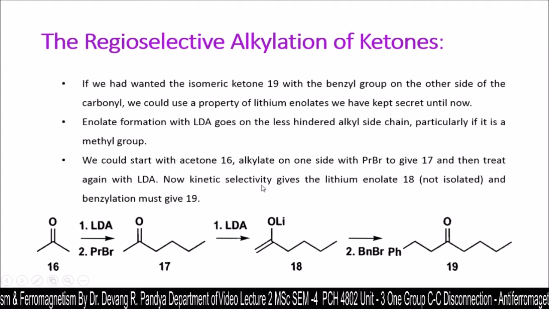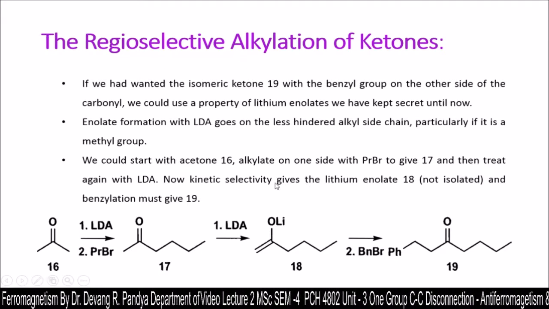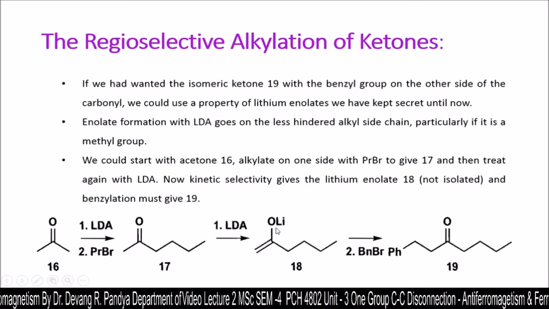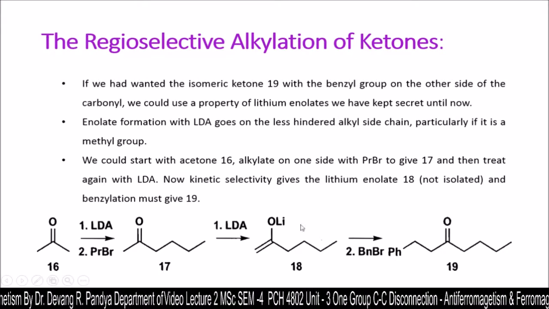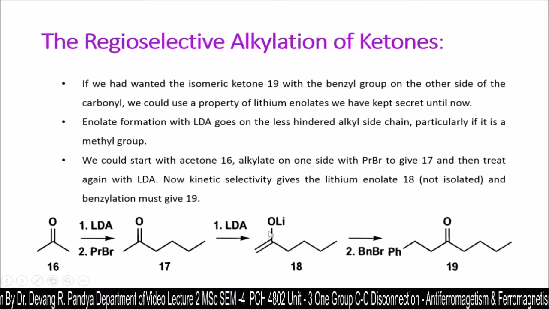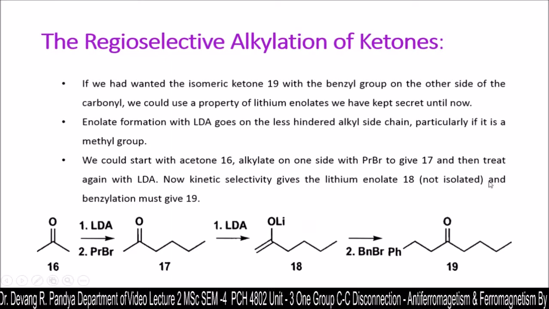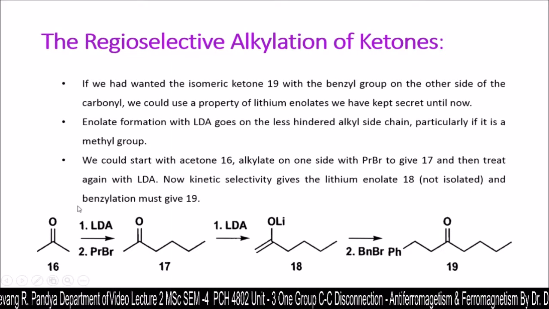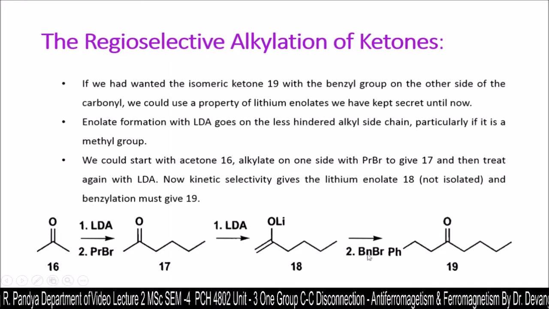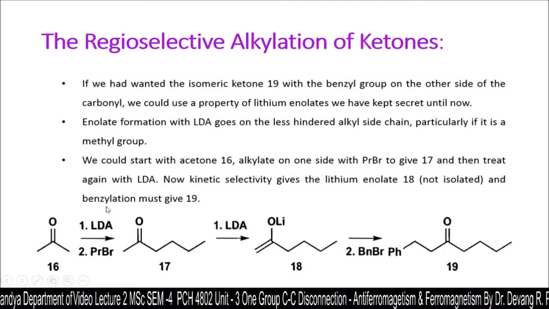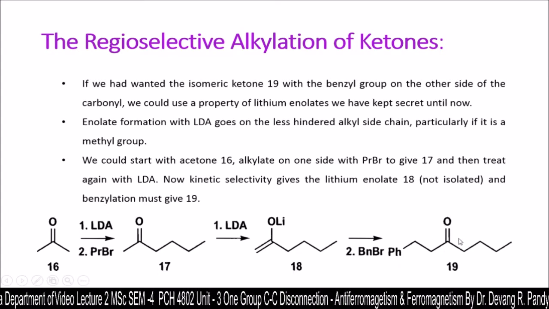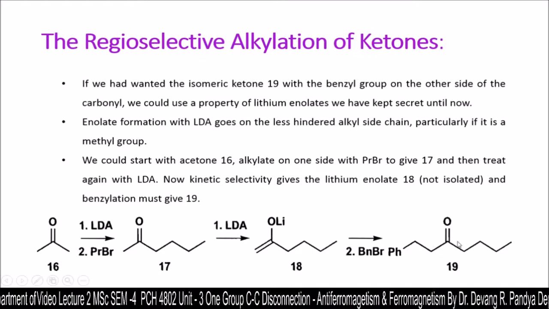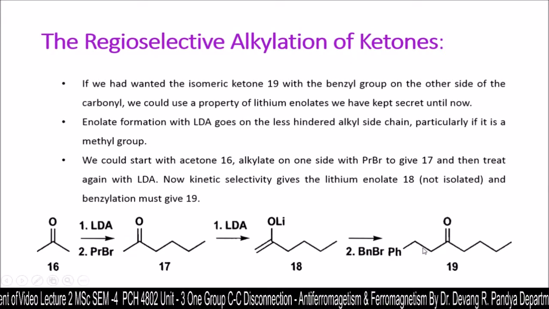Now kinetic selectivity gives the lithium enolate. That lithium enolate structure, kinetic selectivity is going to give us this lithium enolate. We will not isolate it and then treat it with benzyl bromide. That means we are going to benzylate it and it is going to give us structure 19, which is the isomeric ketone.